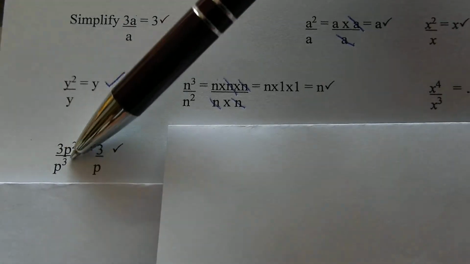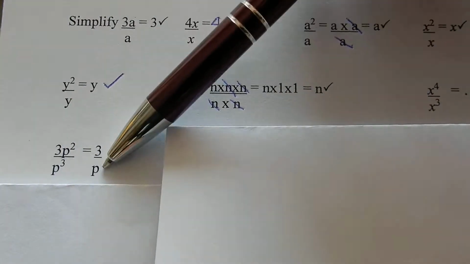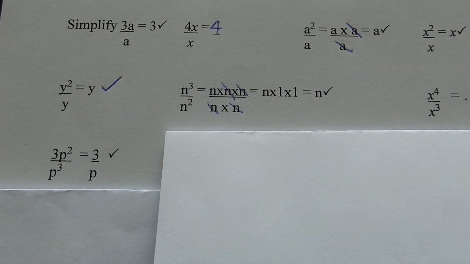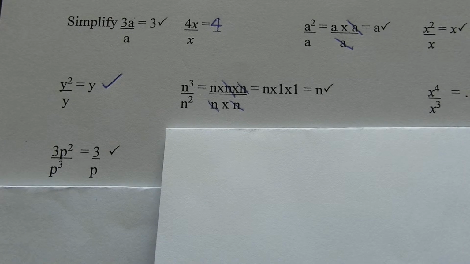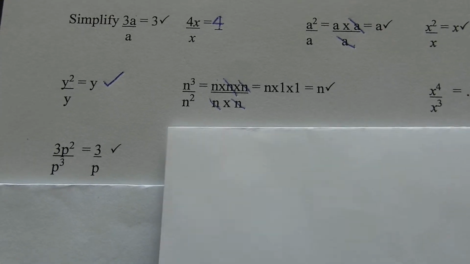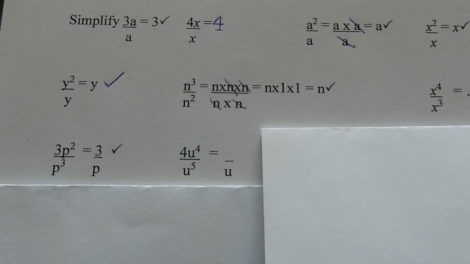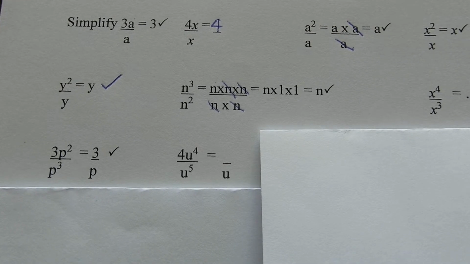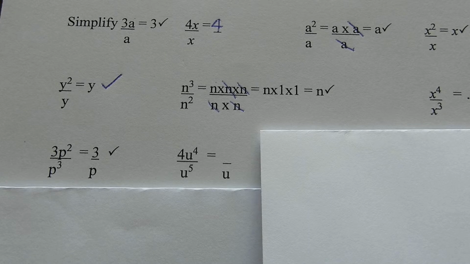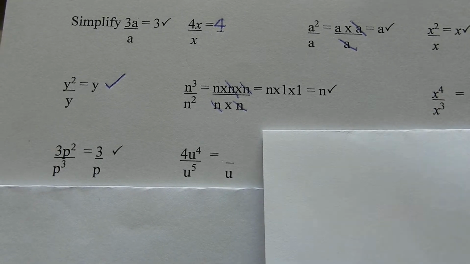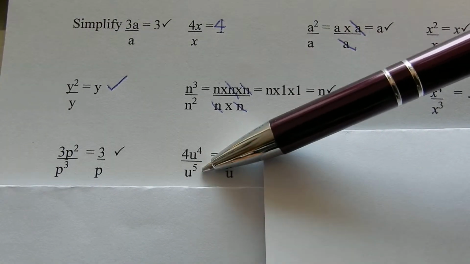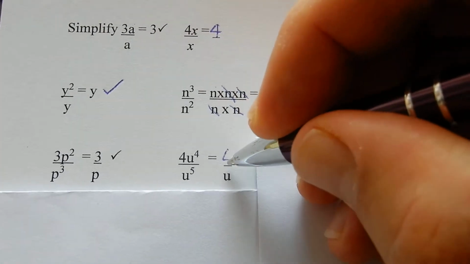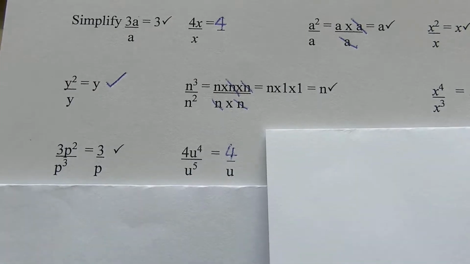There are more p's on the bottom than there are on the top. That's why you end up with more p's on the bottom at the end. P squared cancels with p squared, leaving you a p on the bottom. And here we've got 4u to the power 4 divided by u to the power 5. Now again, 4u will cancel with 4u, leaving you 1u on the bottom. So that's a 4. Good.